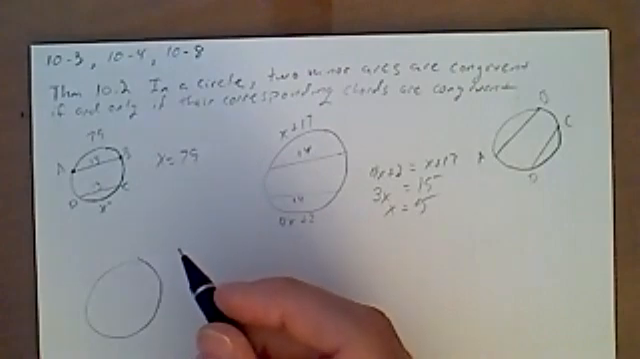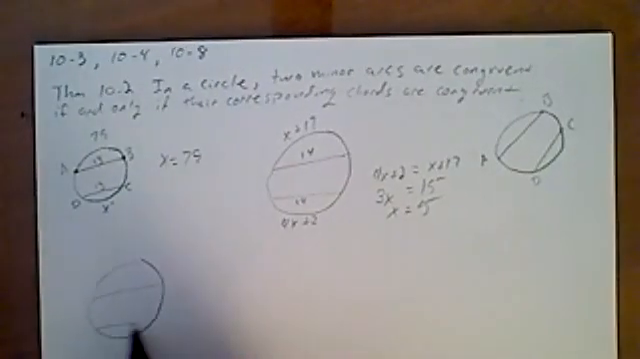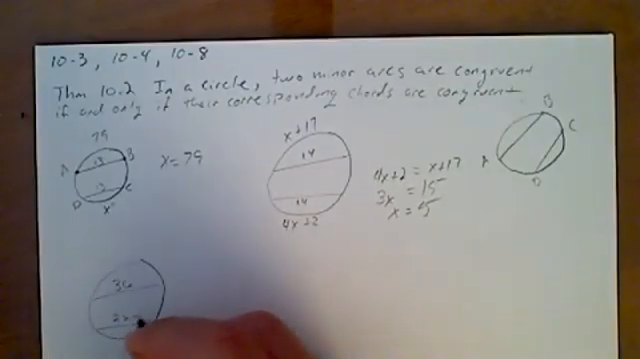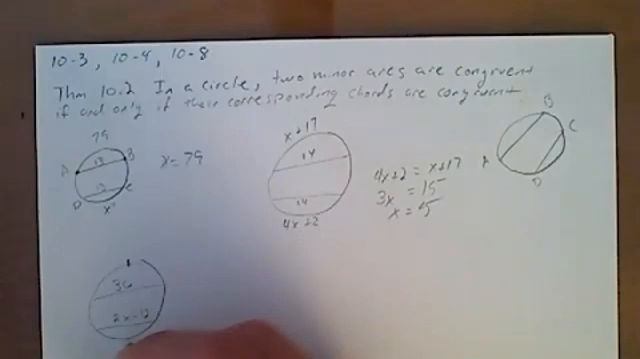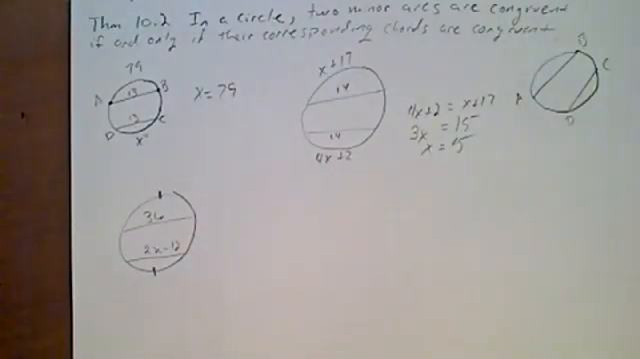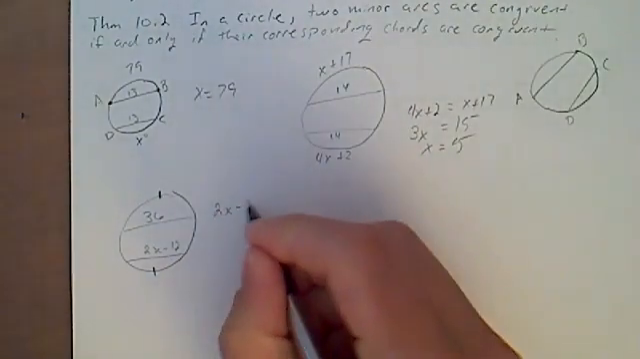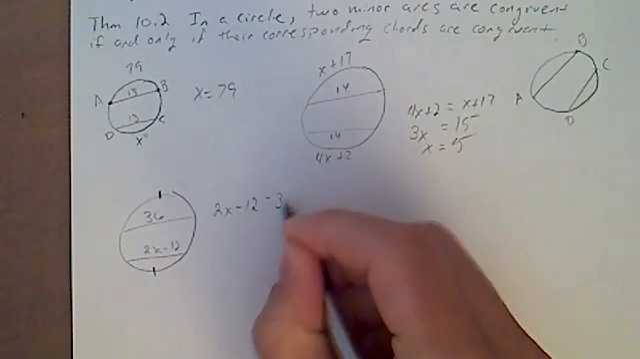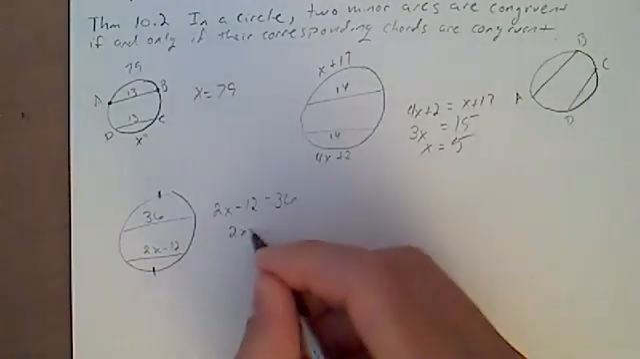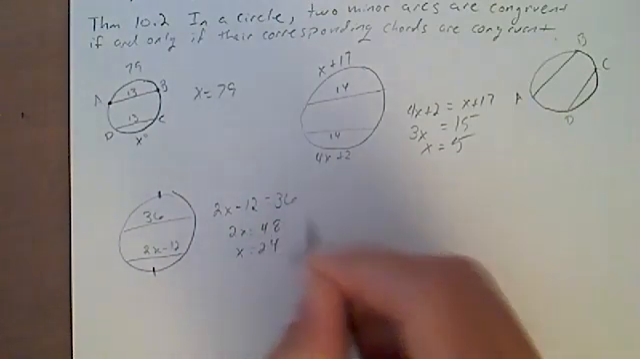And here then, just kind of putting it the other way, if we had 36 and 2x minus 12, and we knew that this arc and this arc are congruent to each other, then the two chords have to be congruent. So 2x minus 12 has to be equal to 36. 2x is 48, and x is 24.